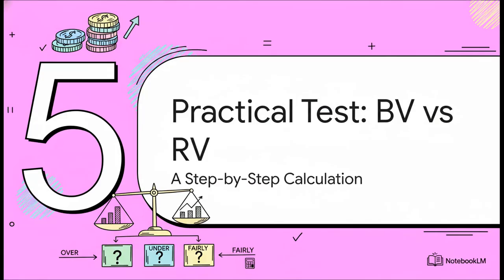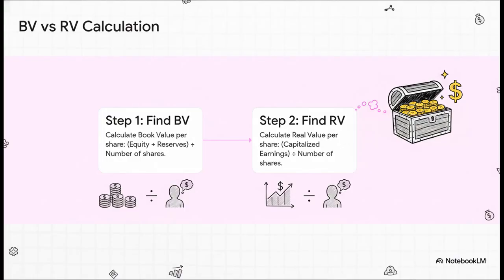Okay, enough theory. Let's put this into practice. I can almost guarantee that in your exams, you'll get a numerical problem where you have to calculate whether a company is over, under, or fairly capitalized. So let's walk through the exact steps to solve it. It's a simple two-step process. Step 1, you calculate the book value per share. This is just the company's net worth on paper divided by the number of shares.